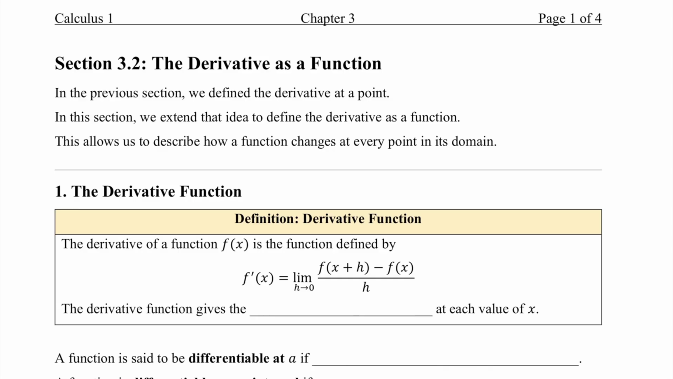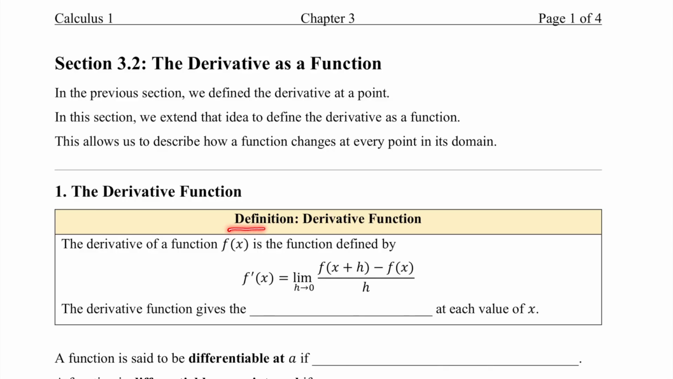Instead of just finding the derivative at one point, we want to define a new function called the derivative function. This derivative function tells us how the original function is changing at every value of x in its domain. So instead of getting just one slope, we get a function that gives us the slope everywhere.